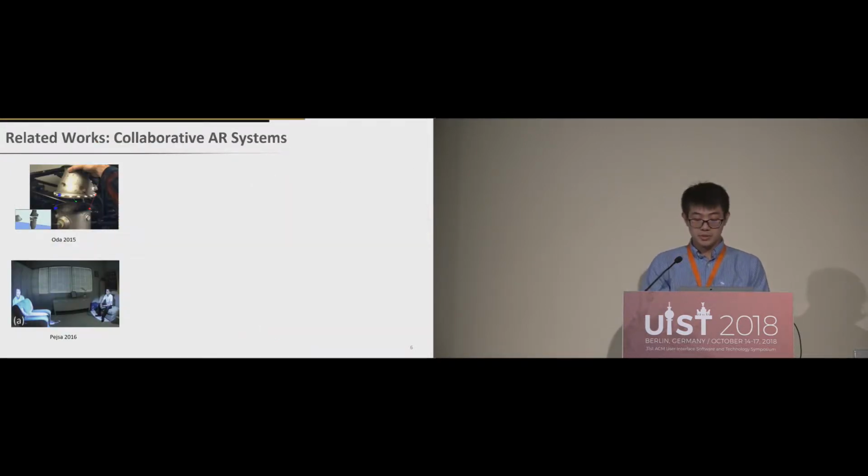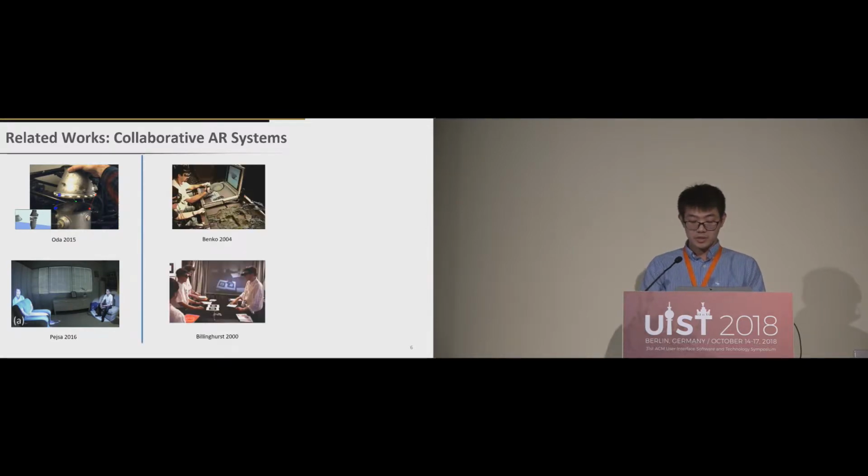AR has been introduced for both remote and co-located environments. Since we cannot guarantee the consistency between the local and the remote physical environments, the shared virtual contents are either spatially disconnected from the physical environment, or they only stay loosely connected with the environment. As for the co-located collaborations, common spatial references are crucial for coordination and collaboration.